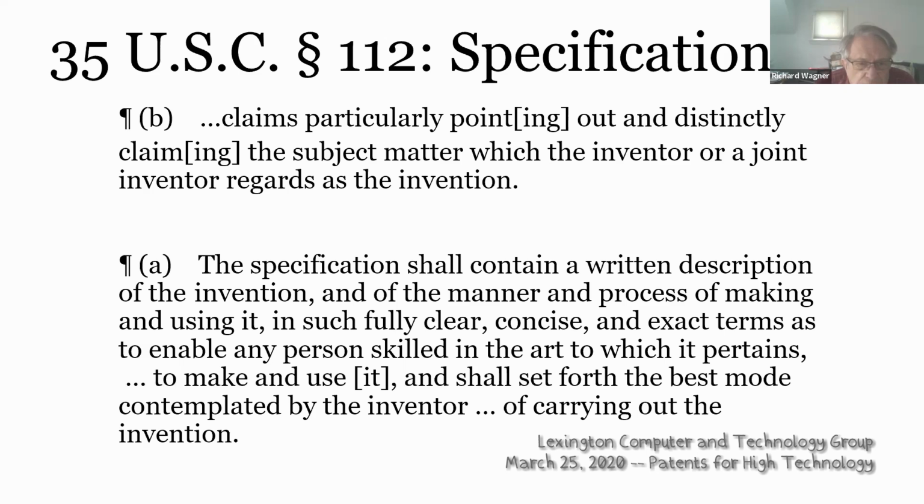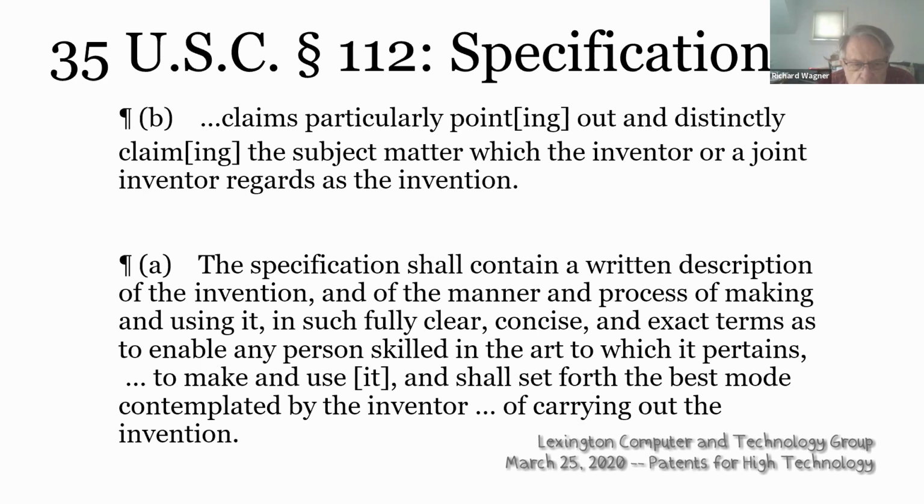So going on, and of the manner and process of making and using it in such full, clear, concise, and exact terms as to enable any person skilled in the art to which it pertains to make and use it. And I'm going to go to the next thing later. Okay, this is very important. This is called the enablement portion of the specification. The examiner wants to know, does this really tell the person that reads this patent once it's issued how to make and use this patent, this machine, the method, or whatever it is? It has to be there in clear, concise, and exact terms.